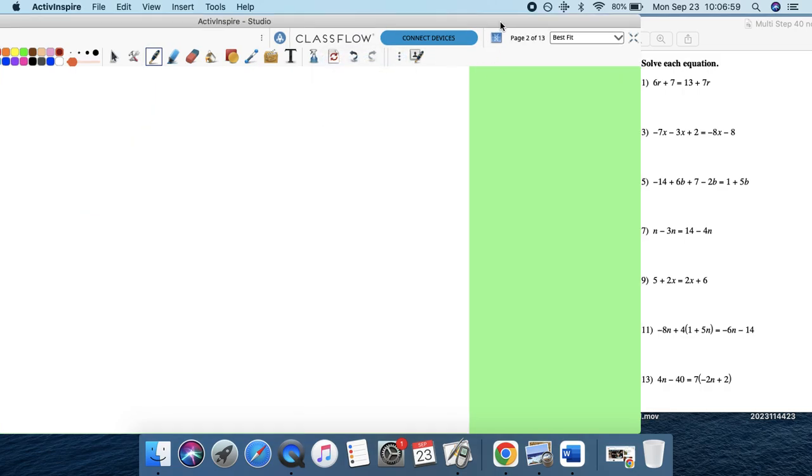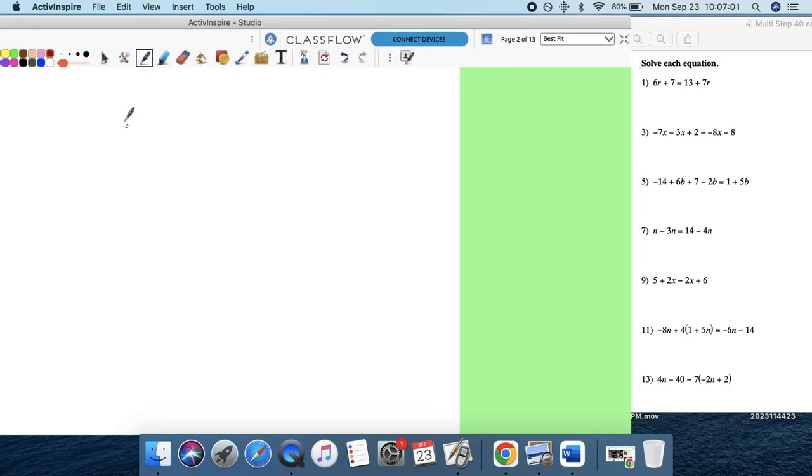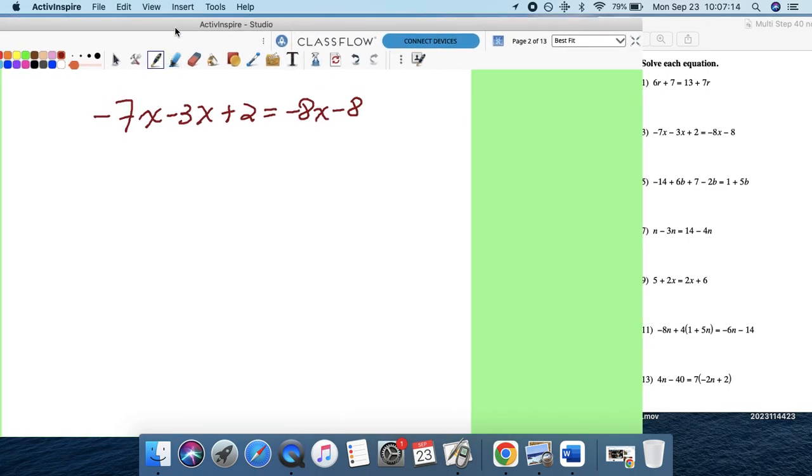Let's do number 3. Just copy it. Negative 7x minus 3x plus 2 equals negative 8x minus 8. That's my step 1, distributive property. Do you see any parentheses? No. So I don't have to do the distributive property to get rid of them. 2, combine like terms. Let me make a line right here.